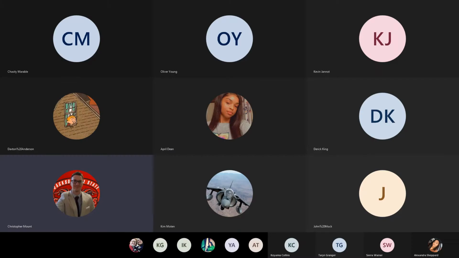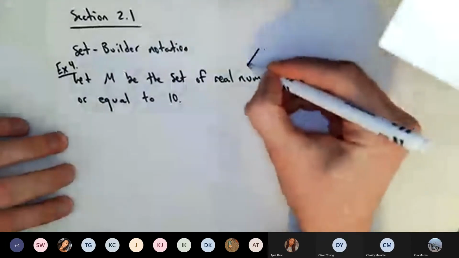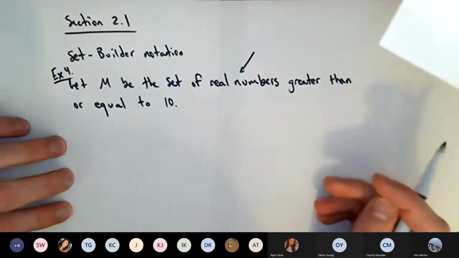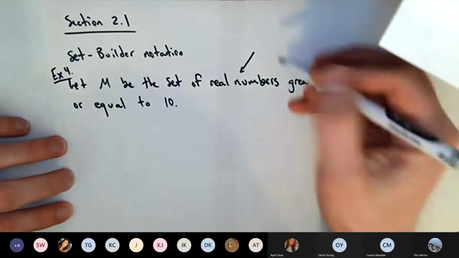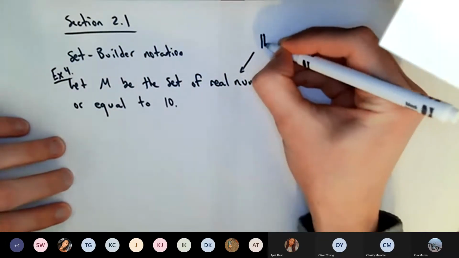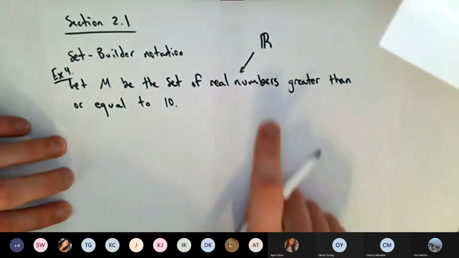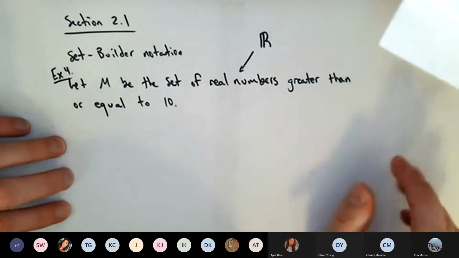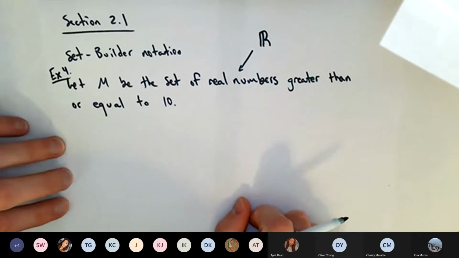Numbers greater than or equal to 10. We're going to write it in set builder notation. First, I have to tell you the symbol for the real numbers. So I think I went over some symbols last time. I may not have done real numbers. The real numbers is this sort of weird script looking R. So it's like a capital R with two vertical lines there. So that's the set of real numbers.